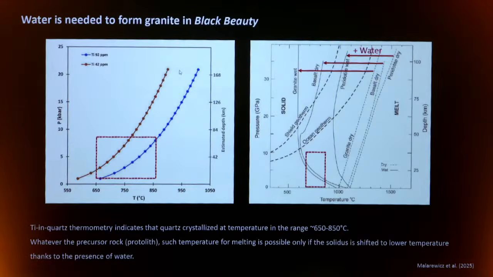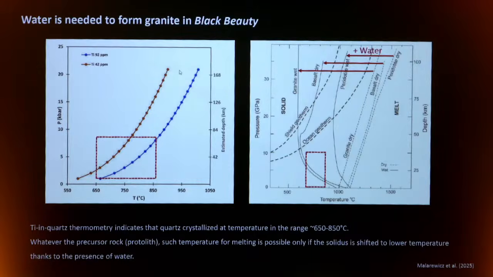So what about water? We tried to estimate the temperature of crystallization of this quartz in Black Beauty, and for this we did titanium-in-quartz thermometry. This is a challenging exercise because the quartz grains are pretty small. You have to use an ion microprobe because you go to very low concentrations here. And you have the calibration curve represented in the pressure-temperature diagram here for the obtained titanium concentration. So if you assume a present-day crustal thickness for the Martian crust, you end up with temperatures of crystallization in the range from 650 to 850 degrees Celsius.